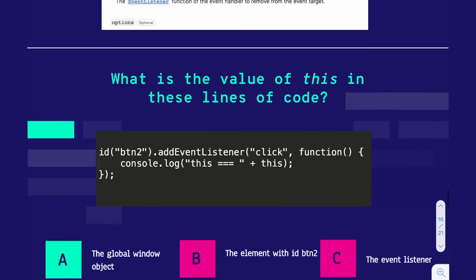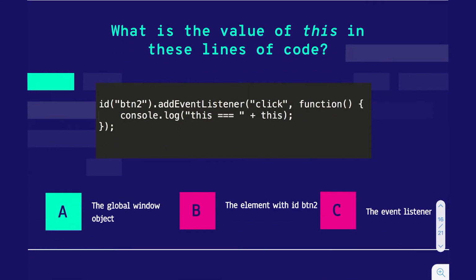All right, next question. What is the value of this in these lines of code? We're grabbing the element with the ID button 2, we're adding this event listener, click, and then we've got this function where we're console.logging the value of this. So what is the value of this? A, the global window object, B, the element with ID button 2, or C, the event listener? Here, the answer is B.